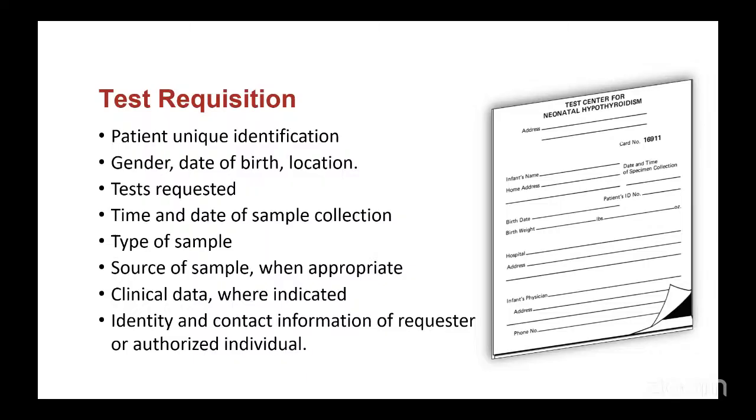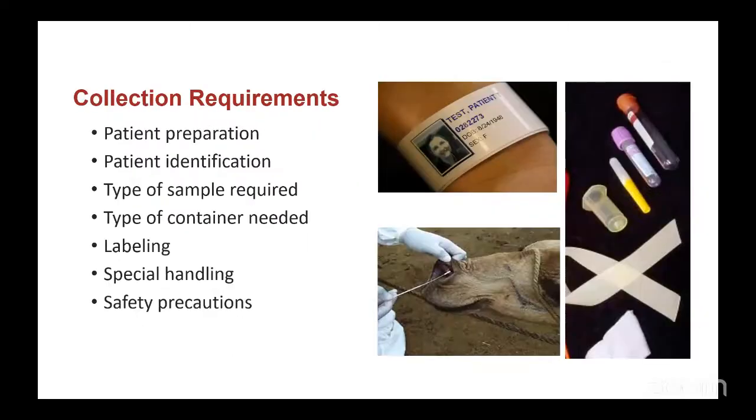For example, if it is a histology sample, say there was a surgery and maybe the breast was removed, we need to know whether it is the left breast or the right breast, and all those things. So the source of those samples, when appropriate, has to be there. The clinical data should be indicated. The identity and contact information of the requester or the person authorizing the test has to be there. When it comes to collection requirements, there is patient preparation and patient identification: what the patient needs to do before the sample is collected are part of patient preparation.